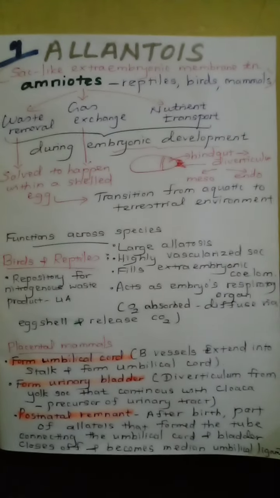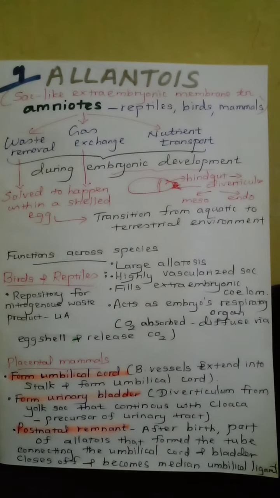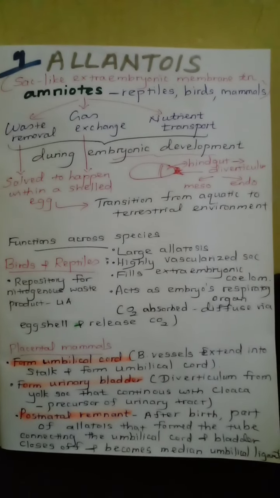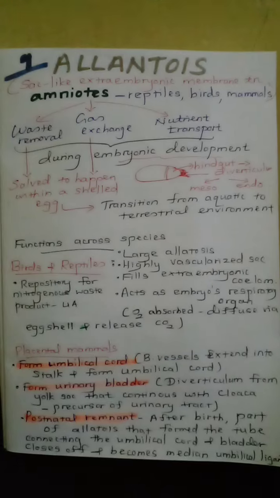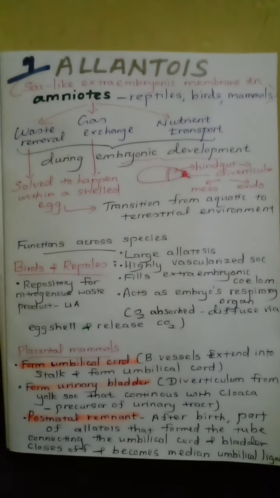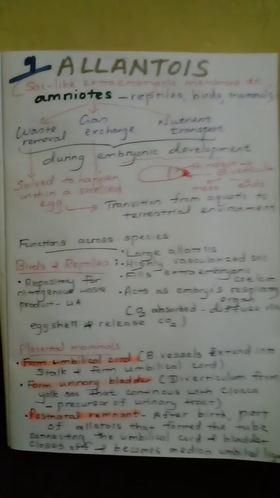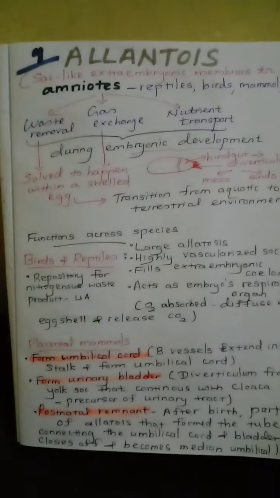Today's term that we are going to begin with, going back to the evolution, is allantois. We all remember, or maybe we don't remember, how we were in our mother's womb. Well, allantois is a sac-like extra-embryonic membrane in amniotes.